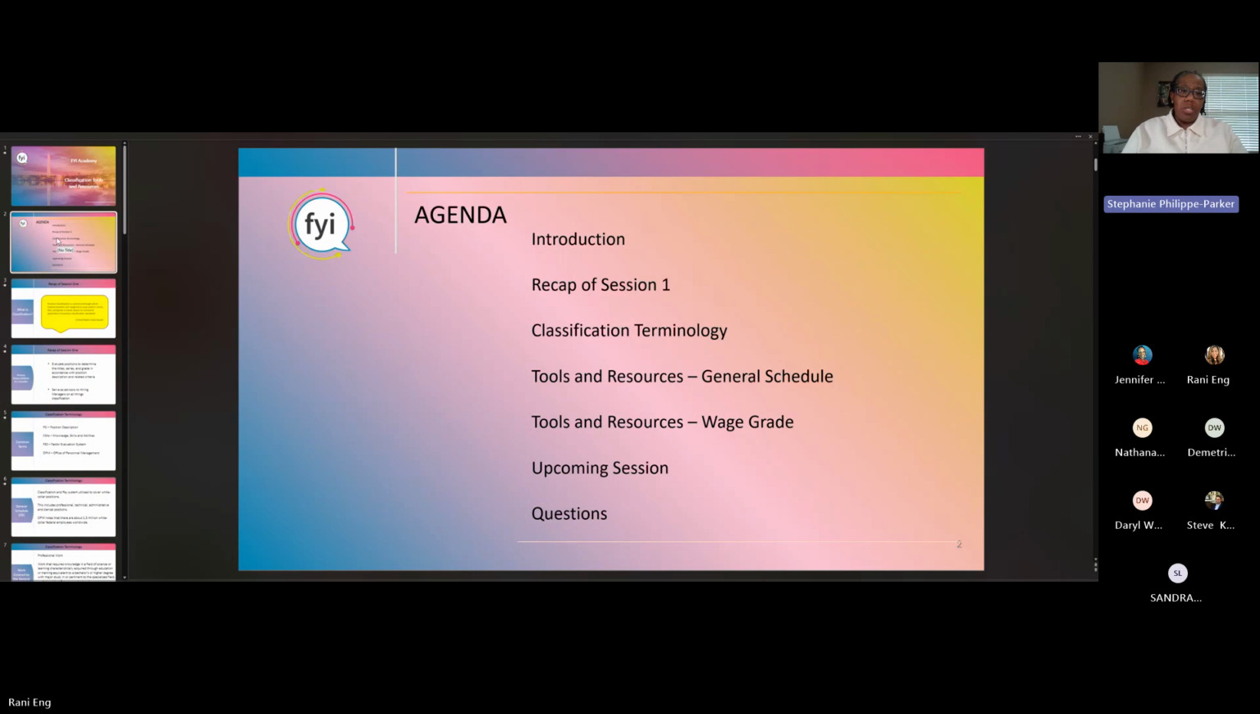For our agenda for today, we're going to have a brief recap of session one, go over classification terminology, tools and resources for both the general schedule and the wage grade, and then talk about the last session for this series and then take questions.